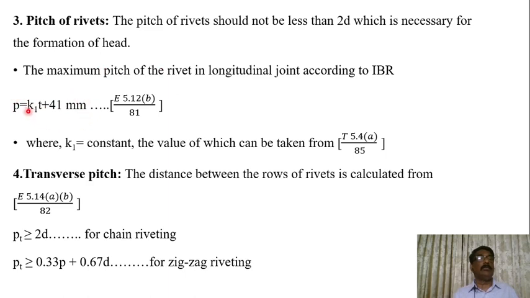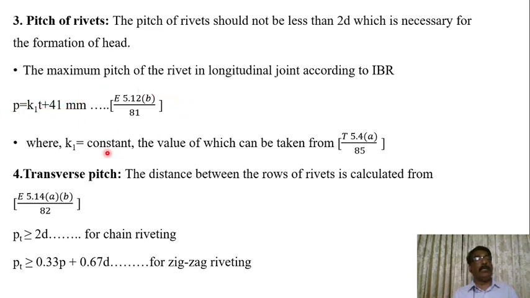Again, this equation is taken from the design data handbook, where K1 is a constant, the value of which can be taken from the DDH, depending upon which type of joint it is, whether a butt joint or a lap joint. Once K1 is selected and you substitute here, you will get the pitch, the distance between the centers of two rivets in the same row.